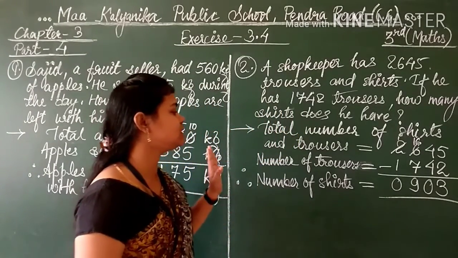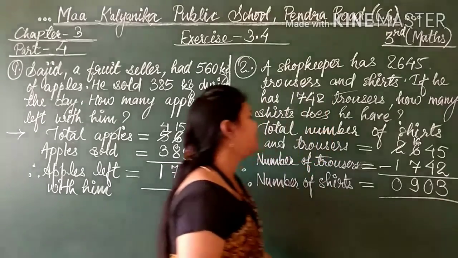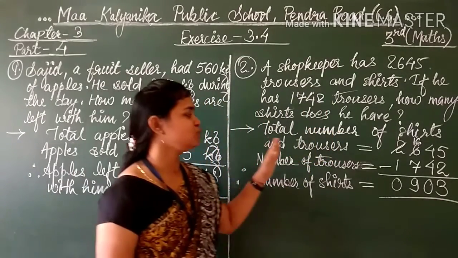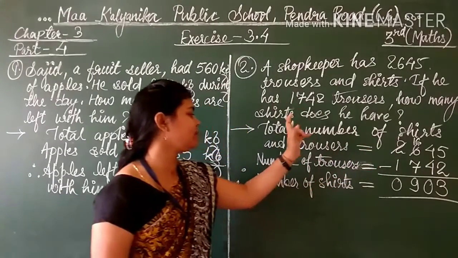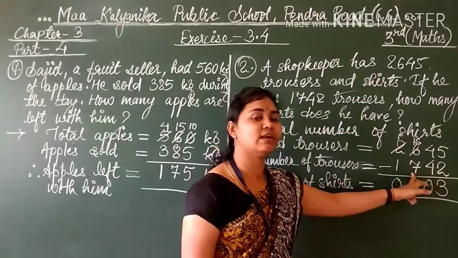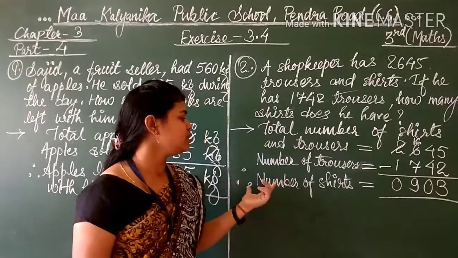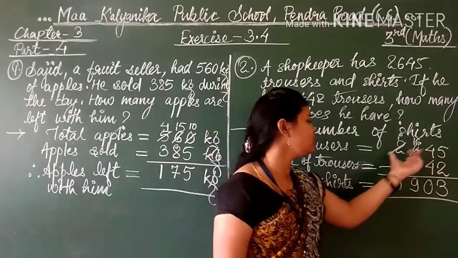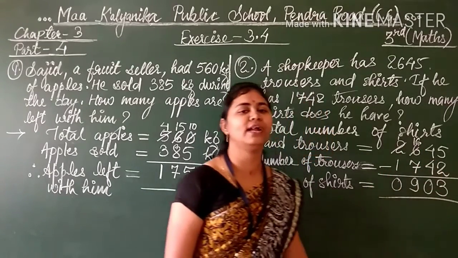So simply students, the number of shirts we have received is 903. Means total 2645 trousers and shirts the shopkeeper has. Now 1742 are only trousers. So how many shirts are there? How we have found out? We have found out by subtracting. So the answer is 903.